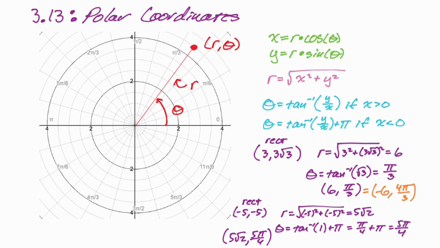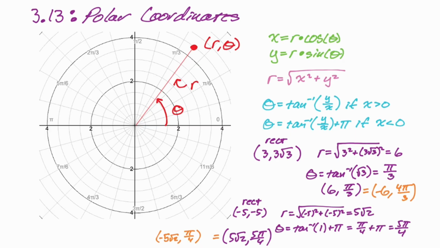So I could add pi to that angle, or I could subtract pi, right? It doesn't matter if I add or subtract pi, it's just half a circle either way. I'm going to subtract pi to get just pi over 4. If I'm facing pi over 4, but I want to end up in the third quadrant, I need to use a negative r value. So I'm going to say it's negative 5 root 2, and then pi over 4.